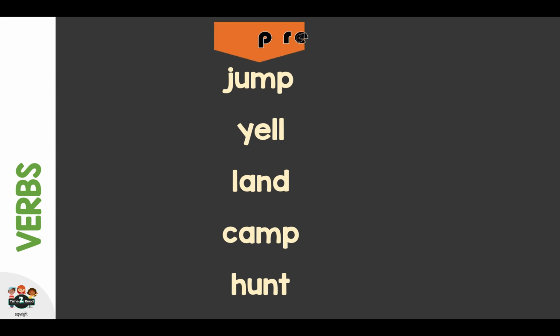All of these verbs are written in the present tense. Boys and girls, present means now. That's why the arrow is pointing down. Now we are going to write the verbs into the past tense. Past means it happened already. That's why the arrow is pointing backwards.